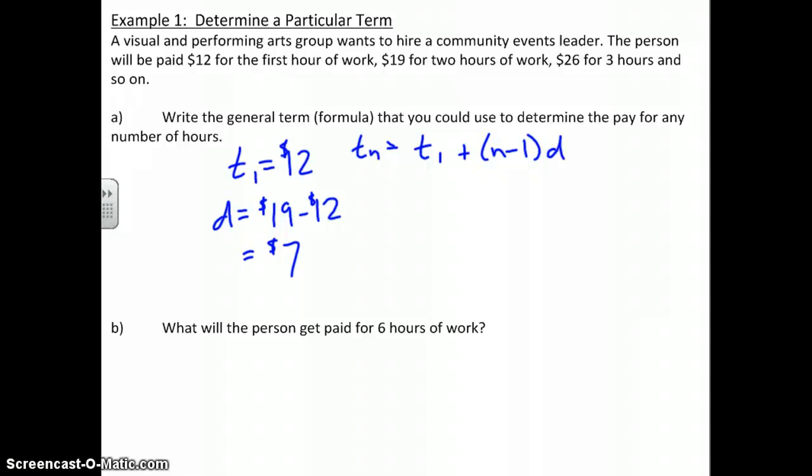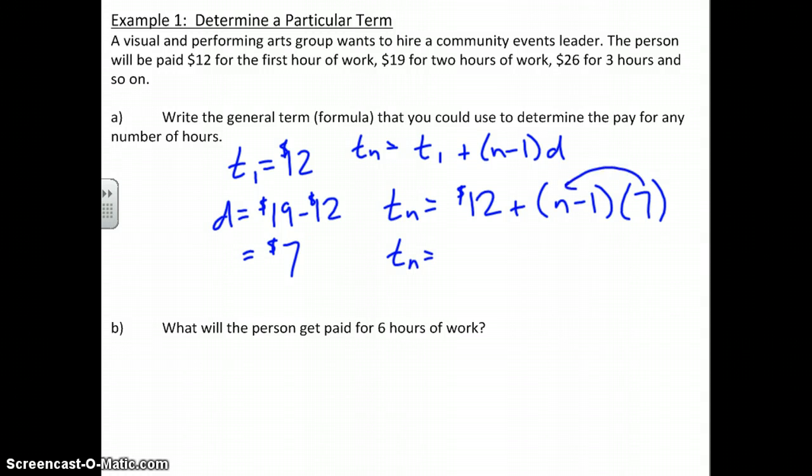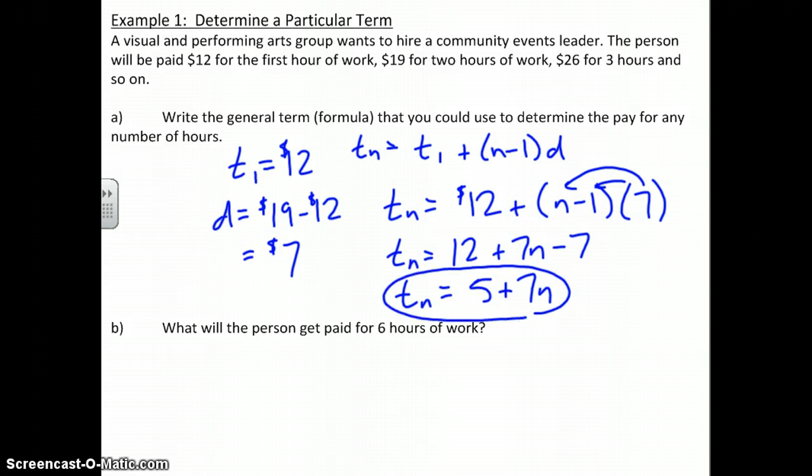So we just sub in: Tn equals $12 plus n minus 1 times $7. We could leave it like this, that would be okay. Or we can simplify by distributing the 7: it's 12 plus 7n, take away 7, and simplifying we get Tn equals 5 plus 7n, or 7n plus 5. That's better, that would be our best formula there.